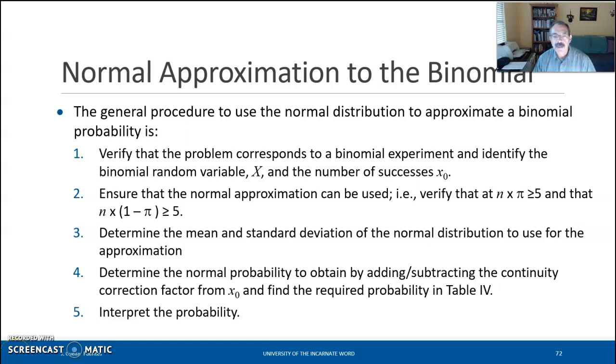This is part 8 of the Module 6 lecture. In this last section, we're going to learn to use the normal distribution to approximate binomial probabilities.